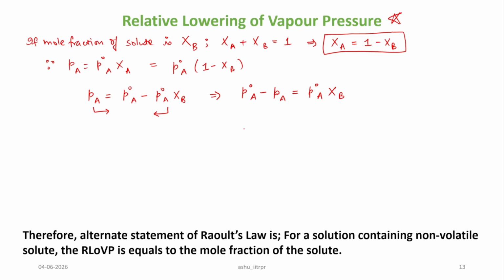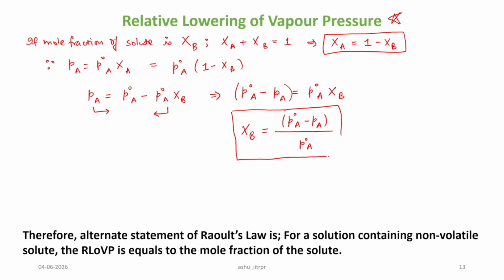So if I write the final statement, chi B, what is that? It is the mole fraction of the solute. So it is nothing but, put a bracket here, P naught A minus PA divided by P naught A. This is another statement of Raoult's law.